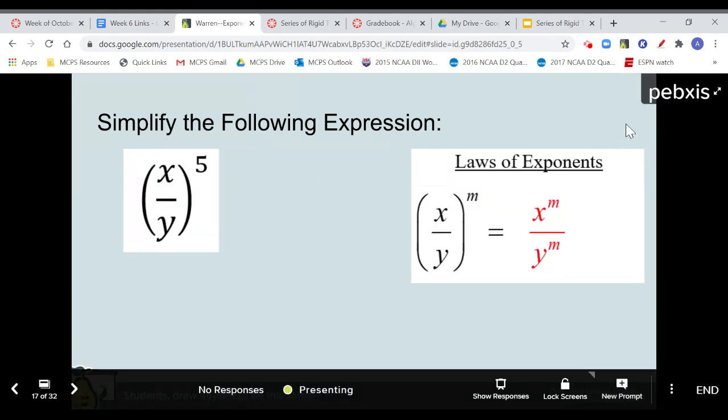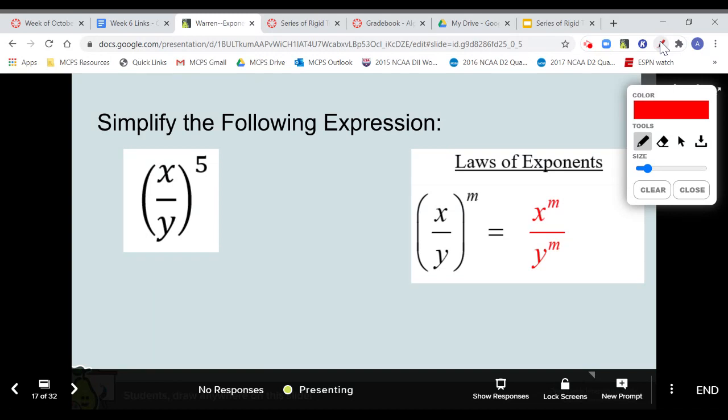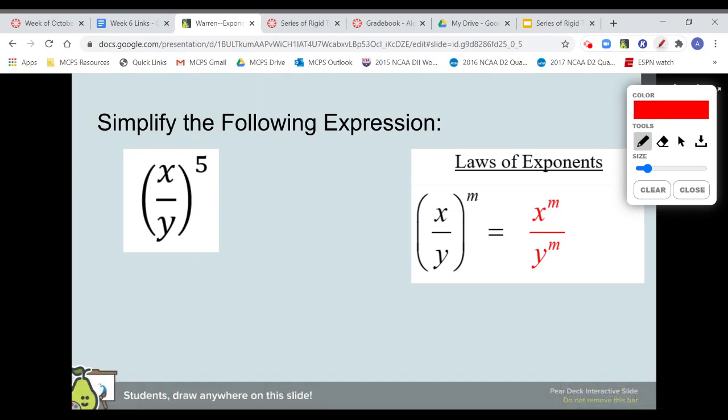And for another example of that, I'm going to come here. That 5, that exponent, has to apply to both the x and the y that are being divided. So this gives me x to the 5 over y to the 5.